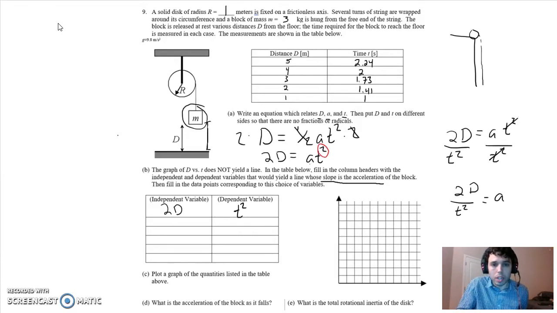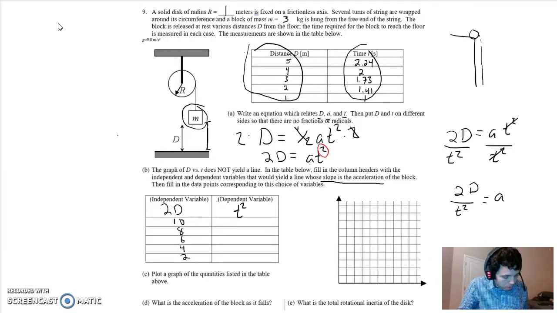So we're just going to plot 2d. We take our distances from up here on this table, and we're just going to multiply by 2. 5 times 2 is 10. 4 times 2 is 8. 3 times 2 is 6. 2 times 2 is 4. 2 times 1 is 2. And then we're going to take our times from this chart, and we're going to square them. So on my calculator here, 2.24 squared is 5.02. 2 squared is 4.